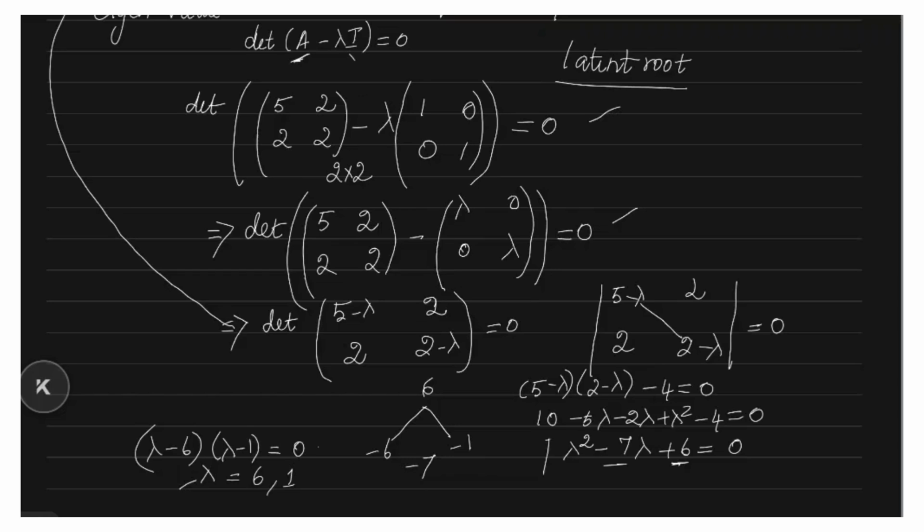And the equation which we got on solving the determinant is called your characteristic equation. Now we are done with the eigenvalues. Next we have to find the eigenvectors. So how do you find the eigenvectors?